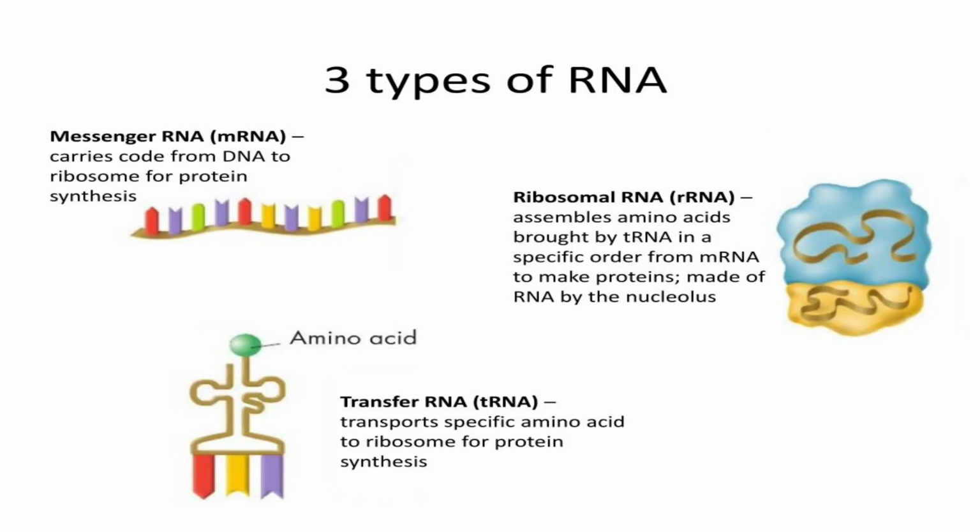The three types of RNA are: messenger RNA, mRNA, which carries the code from the DNA to the ribosomes for protein synthesis. Ribosomal RNA, rRNA, assembles the amino acids brought by tRNA in a specific order from mRNA to make the proteins; it is made by the nucleus. And the third one is transfer RNA, which transports the specific amino acids to the ribosomes for protein synthesis.